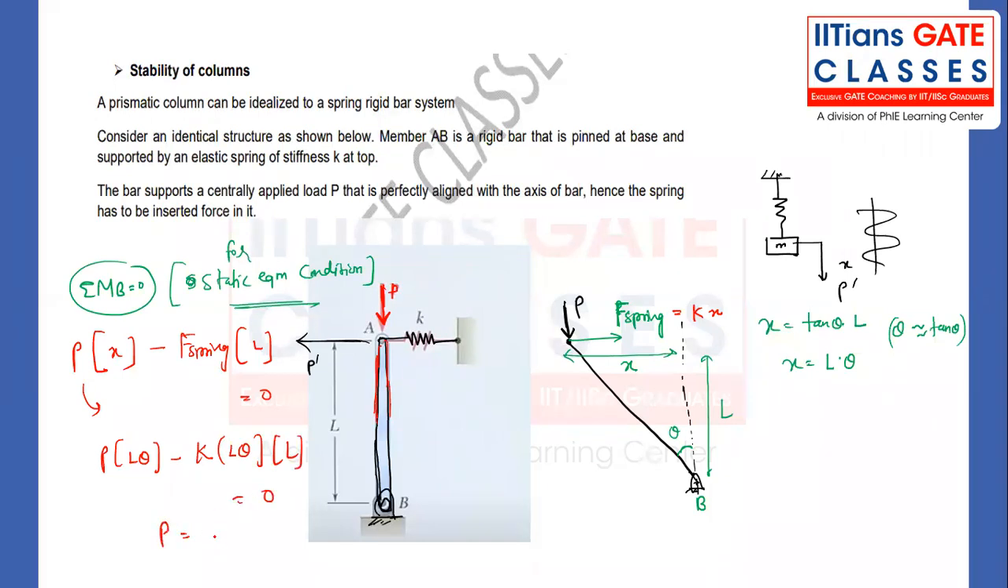So what are you observing? P is equal to K times L. This P will be called P critical, my dear friend. This P will be called P critical, and its value is K times L. Make a note of it.